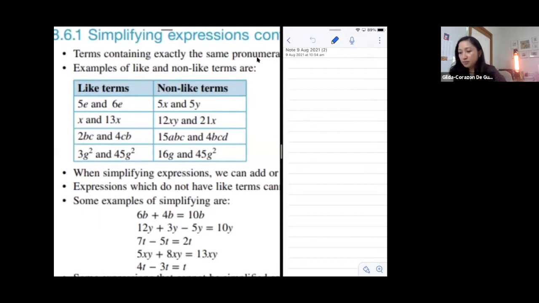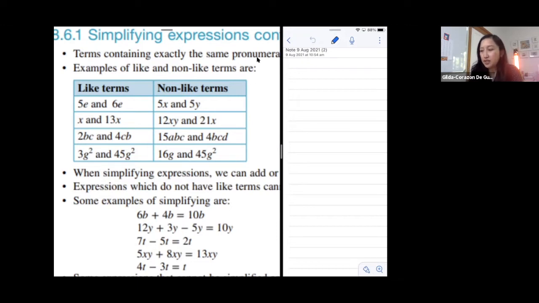Looking at the terms here, 5e and 6e are like terms, whilst 5x and 5y are not like terms. x and 13x are like terms. On the other hand, 12xy and 21x are not like terms. 2bc and 4cb are like terms. On the other hand, 15abc and 4bcd are not like terms. The same thing, 3g squared and 45g squared are like terms, but 16g and 45g squared are not like terms.